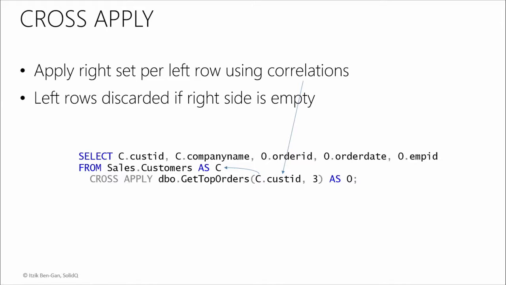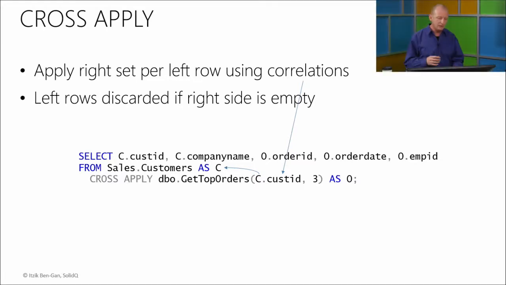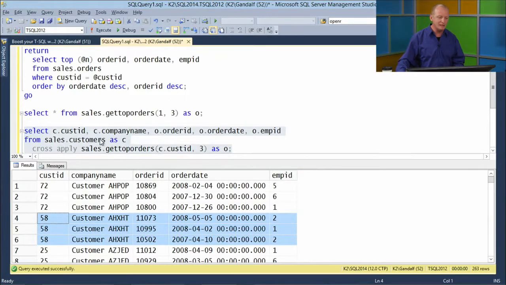One thing that cross apply does not return is, imagine that we have some rows in the customers table that simply don't have any related rows in the order side. In that case, the left row is actually discarded. So in this sense, it's similar to an inner join. If we have a customer that doesn't have any matching orders, an inner join doesn't return such a customer. In a similar manner, in a cross apply, if the customer gets 0 rows back from the function, then the left row, the customer row, is not returned either.